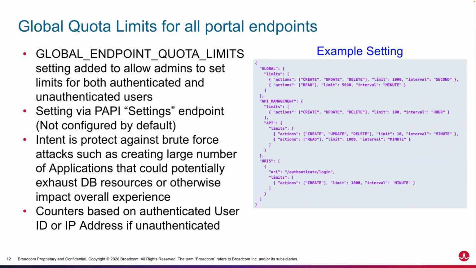And the way these counters work, if it is an authenticated user, it's going to be based on the ID of that user. If it's an unauthenticated user that's coming from the outside, we will limit, but based on the IP address itself, right? So this is really a brute force attack protection kind of mechanism.